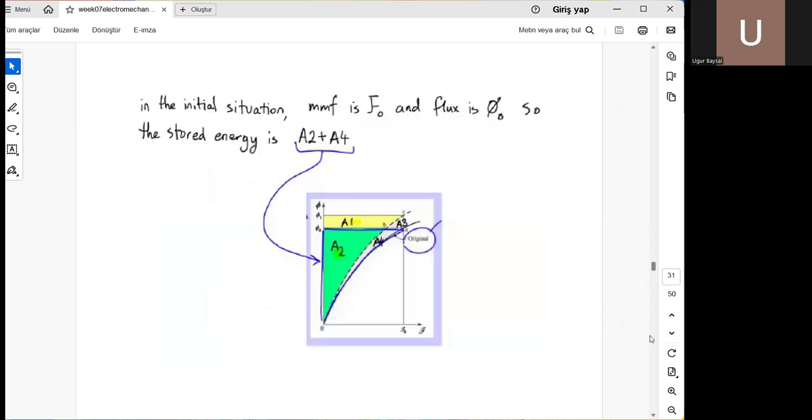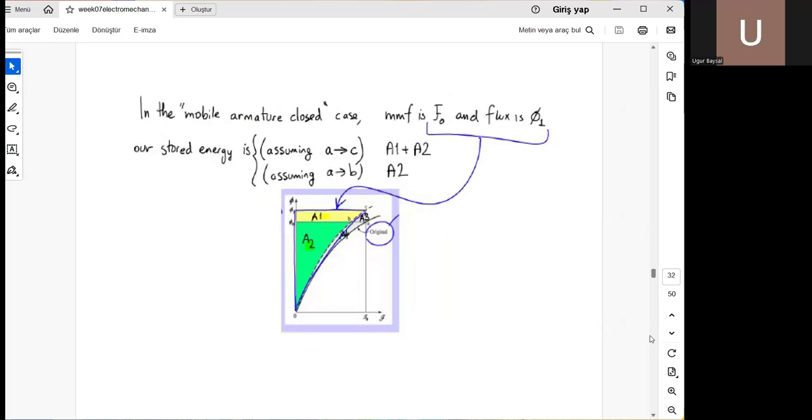Conversely, if you look at the characteristics, in the initial situation, MMF is zero and it's constant, and flux is phi zero, which is the lower phi in the vertical axis. So stored energy is A2 plus A4 in the first case with the blue outline condition.